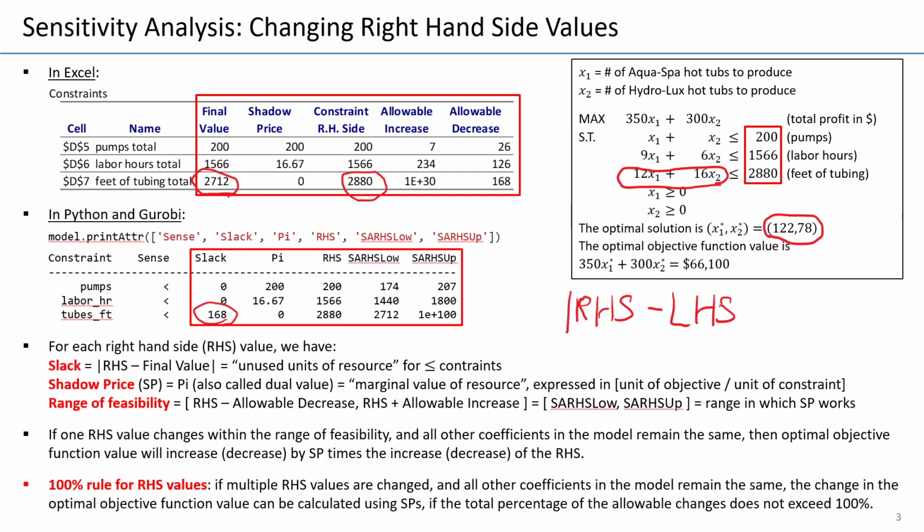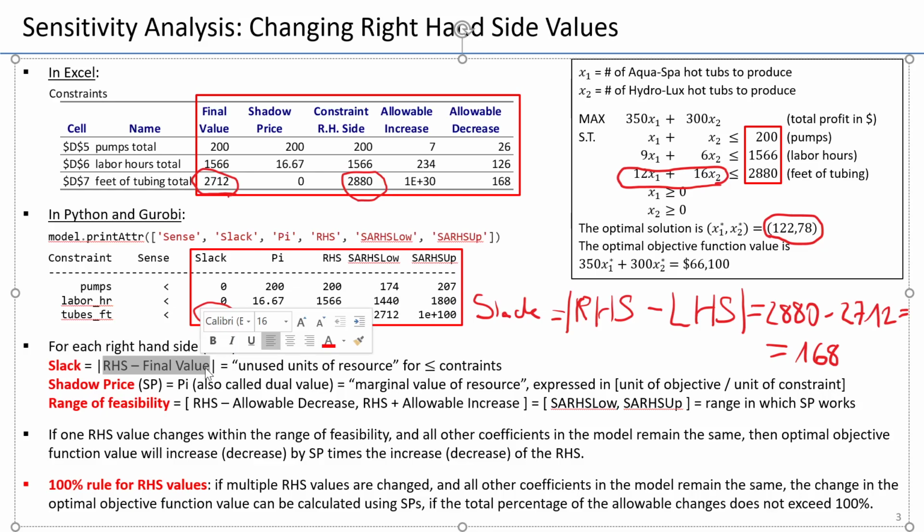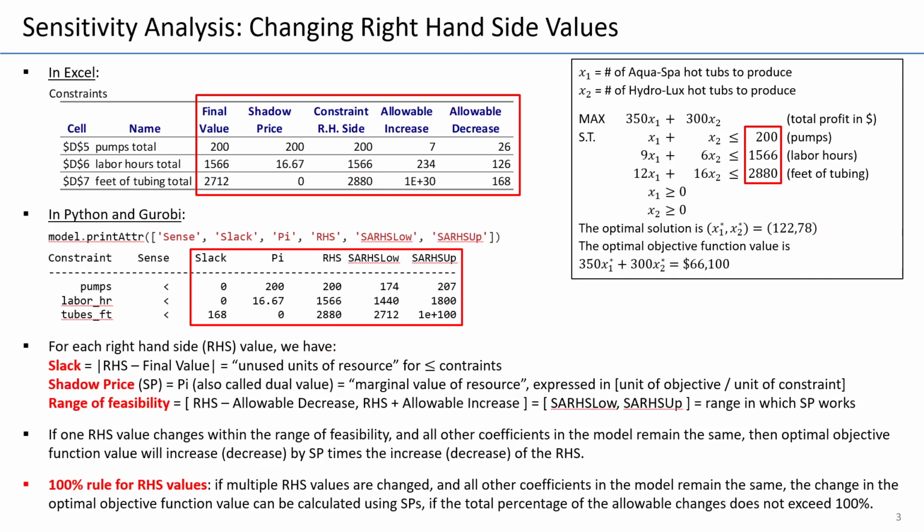So the difference between those two, right, is 2,880 minus 2,712, which is actually equal to 168, and that's what we call slack. So this is a formula that is used to calculate slack, right? And you will see this formula here, right-hand side minus final value or left-hand side value, is the definition of the slack. So the slack can be calculated from the final value and the right-hand side value.